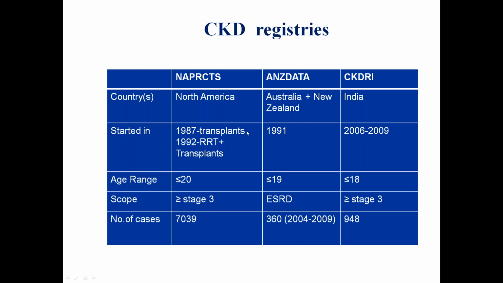If you look at most of these registries, they were started in transplant patients, then expanded to patients who were on dialysis, and now they have also started recording data from non-dialysis patients, that is patients in CKD stage 2 and stage 3. But the data from most of these registries is still primarily on transplants and on those who are on dialysis.